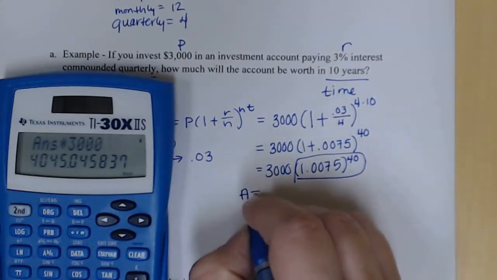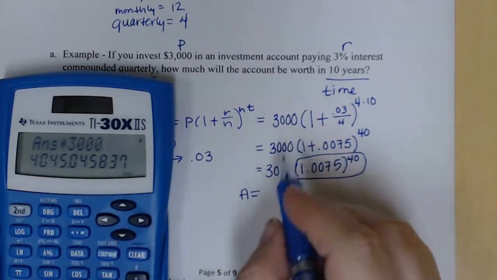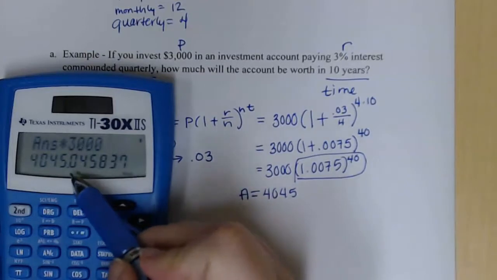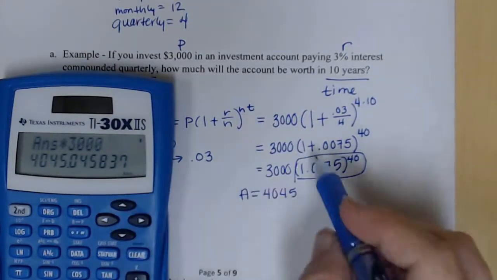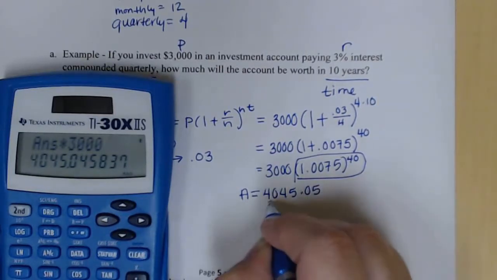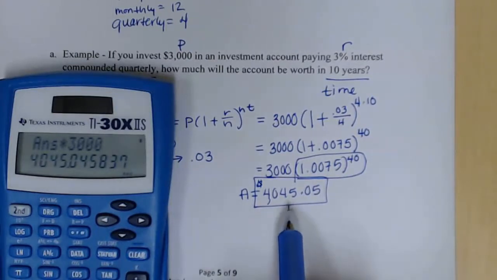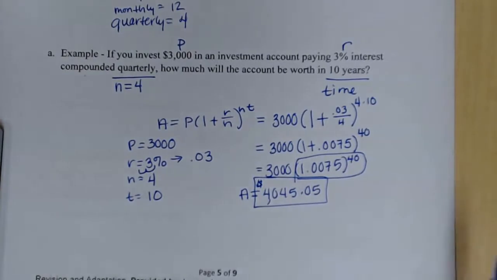So that gives me A equal to, now that I've done all my arithmetic here, now I'm going to round it. So this would be 4045. I'm working with money, so I'm going to go to 2 decimal places. Since the third one is a 5, it'll round this one up, so I get 0.05. And this is money, so my final answer would be $4,045.05.